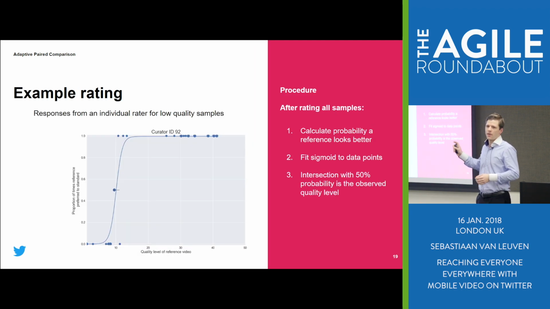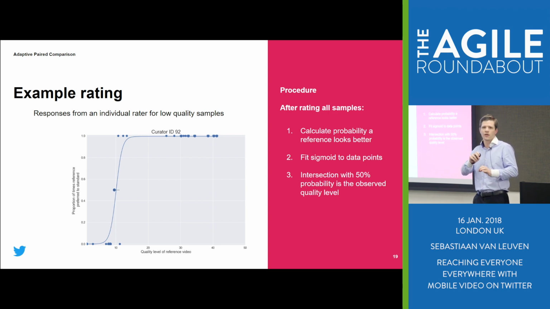This is an example, and on the x-axis we see the quality of the reference videos, which goes from 0 to 50. And then every dot represents the answer to a paired question after we showed a pair of both the reference and a sample. And the question is very simple: does the reference look better than the sample? And the size of the dot indicates the number of times that specific reference has been taken.